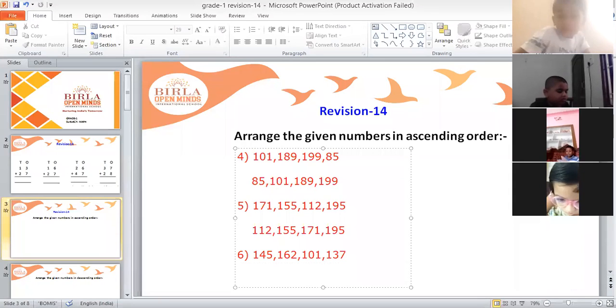Numbers are 145, 162, 101, 137. Now you have to arrange these numbers in ascending order, that is from small to big.